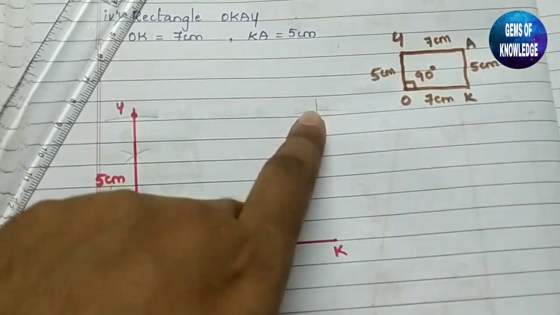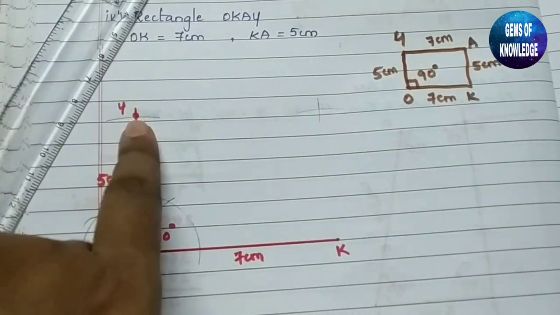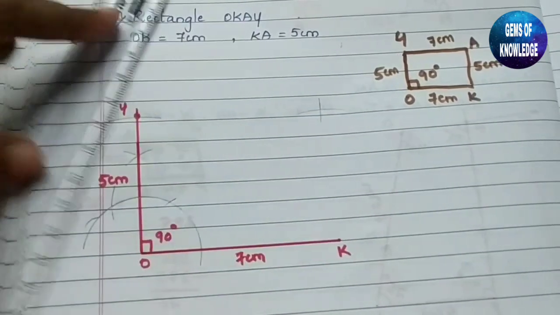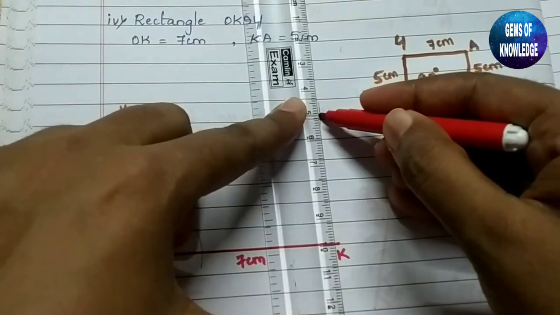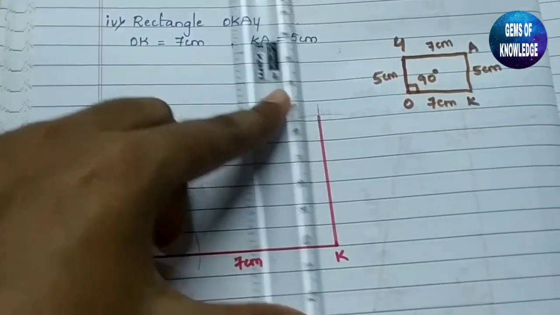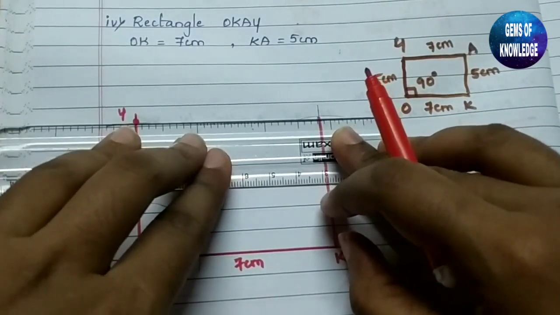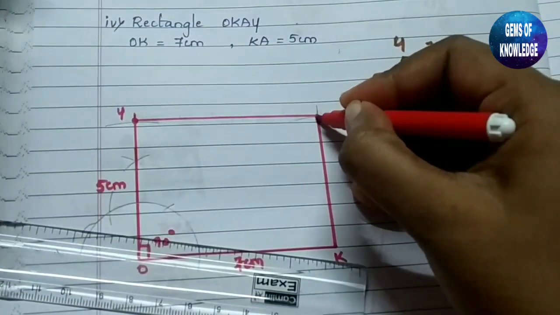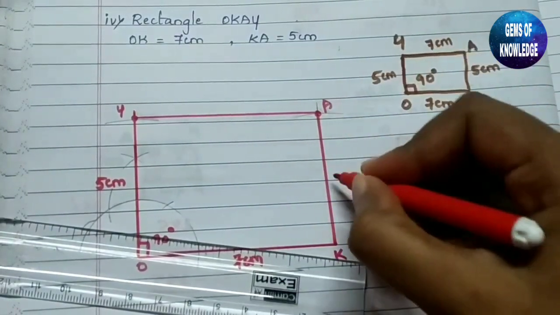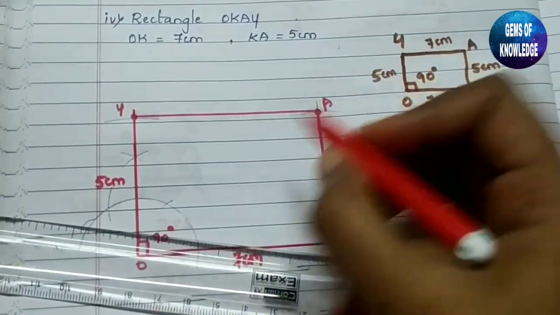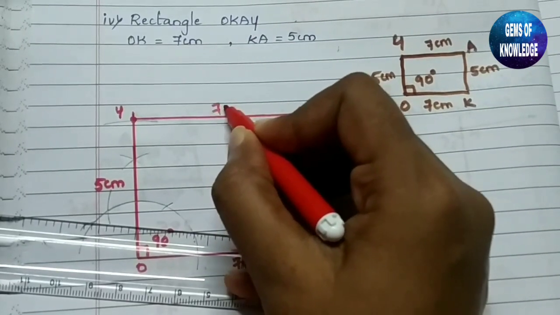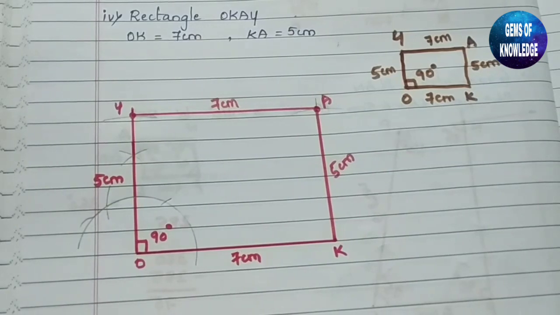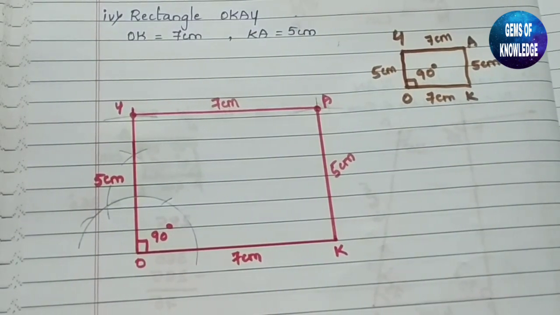So here we can see one point. From here I have taken 7 centimeter, and from here I have taken 5 centimeter. So we need to join both these points. This is of 5 centimeter and this point is of 7 centimeter here. So this point is A and this length is 5 centimeter, and this length will be of 7 centimeter. So this is our required rectangle OKAY.